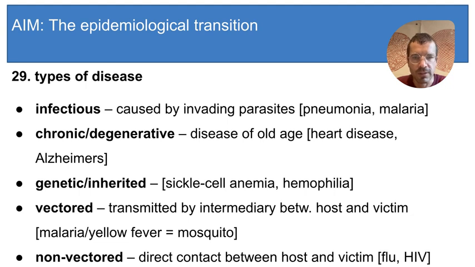And non-vector diseases are infectious diseases that are spread through direct contact between a host and a victim. This is most infectious diseases. Some examples include flu, in which germs are passed through the air from a host to a victim, or HIV, which is passed through bodily fluids. So, to sum up, there are three types of diseases: infectious, chronic, and genetic. And then within infectious diseases, we have two subtypes, vectored and non-vectored, depending on whether the infection spreads through an intermediary or directly from person to person.